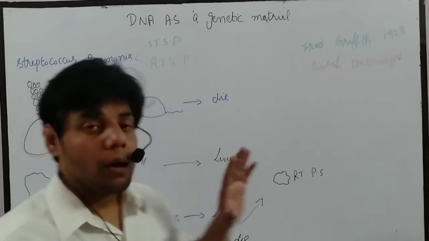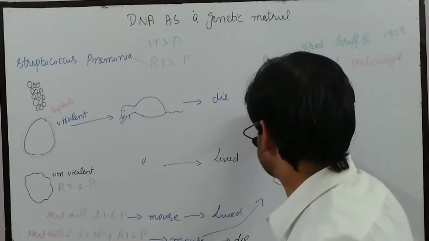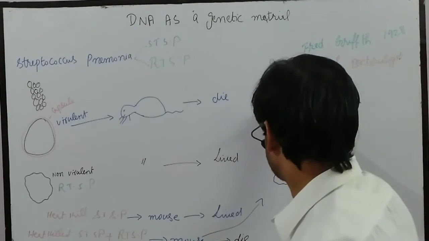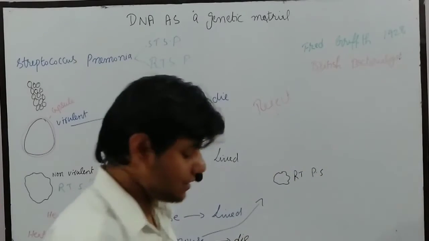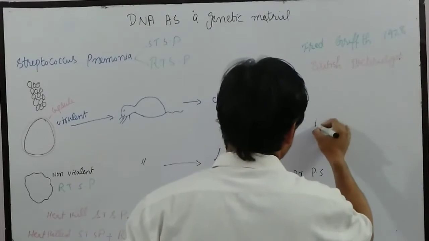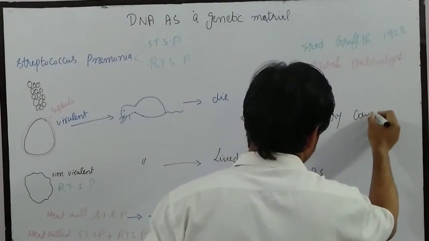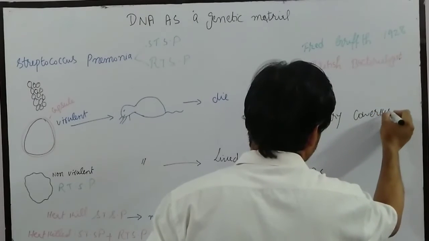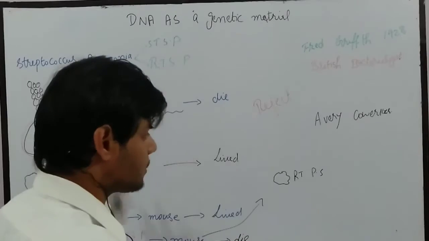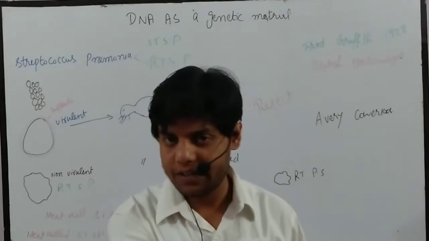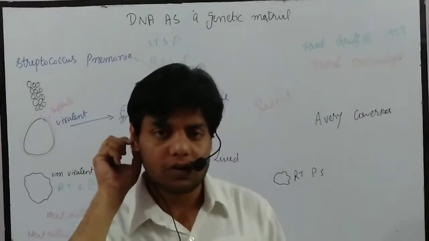But this experiment was somehow rejected by Avery and his co-workers. They rejected this step. Although this experiment seemed to prove that DNA is a genetic material, still it was rejected. Now, how was this experiment rejected?